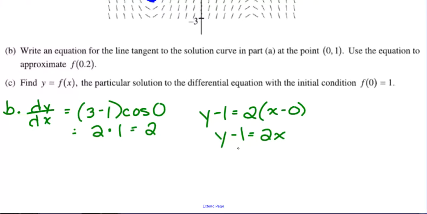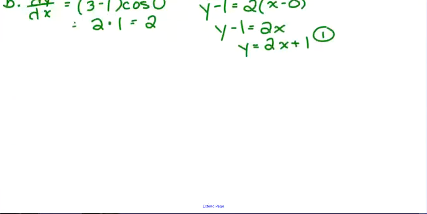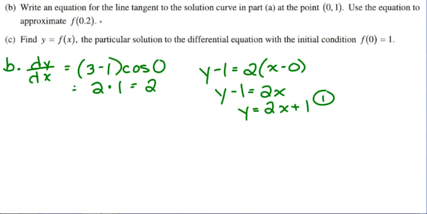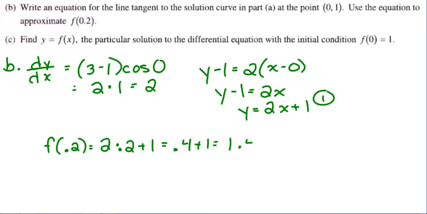And really, this one's not that bad if you want to go ahead and put it in slope-intercept form. But again, just remember, be very careful when doing stuff like that. If you keep writing, they keep grading. So be careful about simplifying too much. You get 1 point for your tangent line equation, but notice that's not all they were asking for. Use the equation to approximate f of 0.02. So f of 0.2 is equal to 2 times 0.2 plus 1. So 2 times 0.2 is 0.4 plus 1 is 1.4.